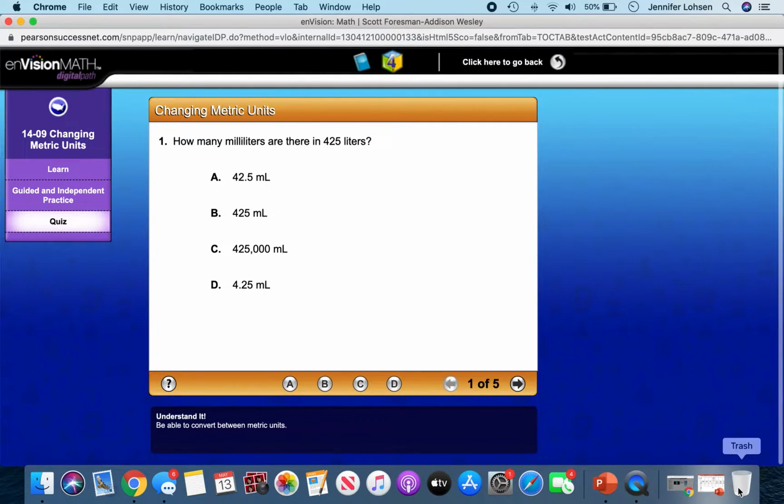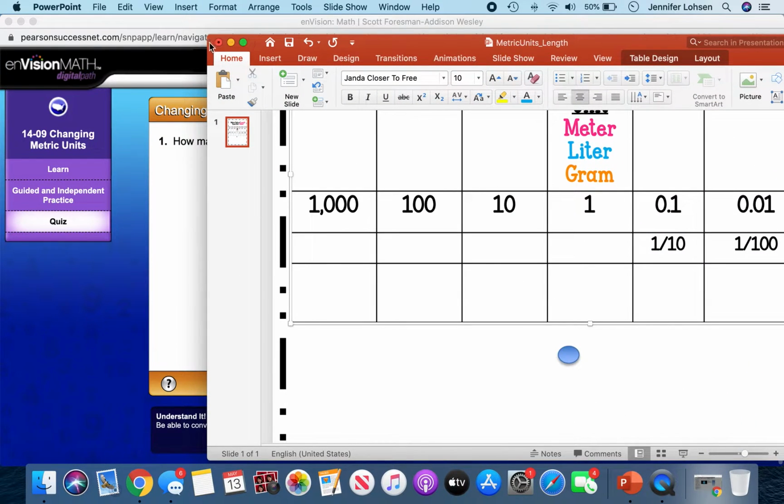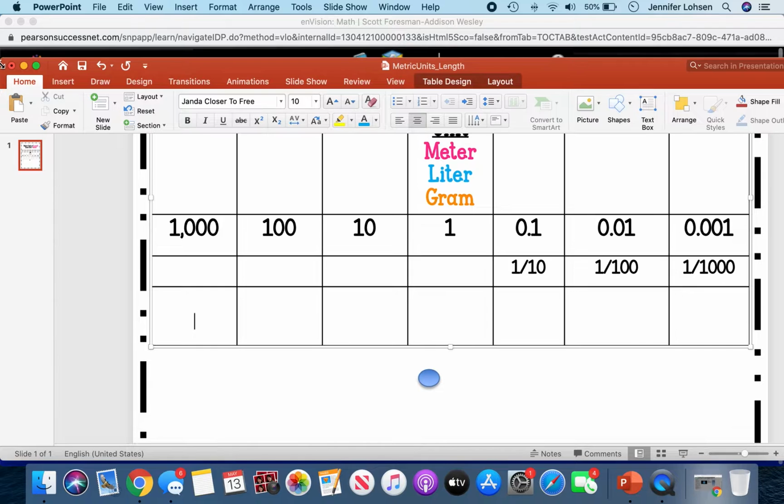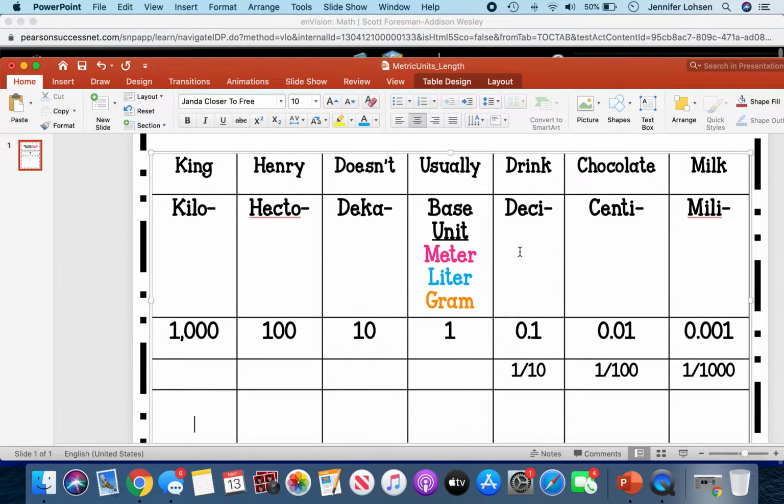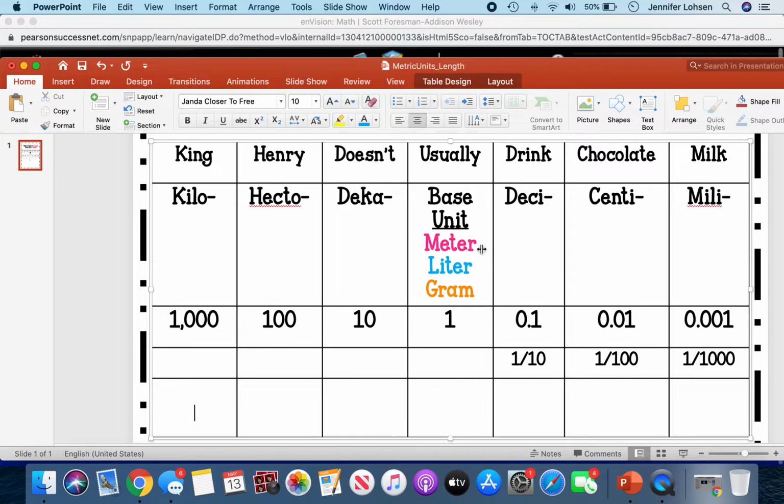So what I'm going to do, and I'm going to provide all of you guys with this as a tool to help you, okay? So you can see here, I have this big tool, and on the top of it, it says, King Henry doesn't usually drink chocolate milk. The K in king stands for kilo, which is worth 1,000. The H in Henry stands for hecto, which stands for 100 of whatever the unit is. The D in doesn't stands for deca, which represents 10 of whatever the unit is, the value of 10.